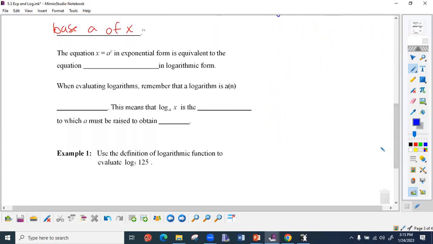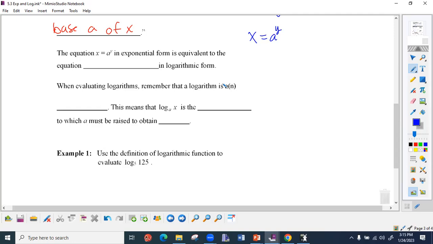Next, we have the equation x equals a to the y in exponential form is equivalent to the equation blank. Okay, I'm going to write it a little bigger to show you how it's working. If you have x equals a to the y, this is an exponential, right? Agree? Why is it an exponential? Because y is the exponent. There we go. Y is the exponent. The variable is the power. And when you have a variable as a power, it is an exponential. Do we get it? Got it?